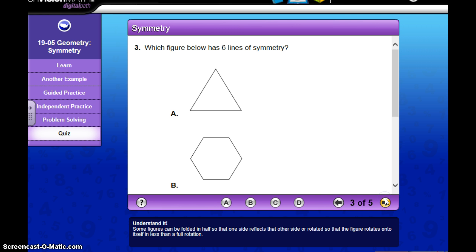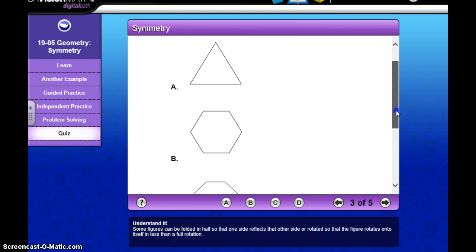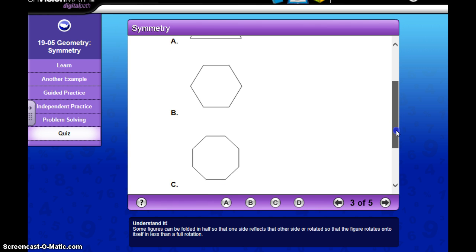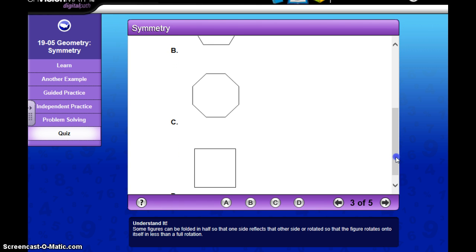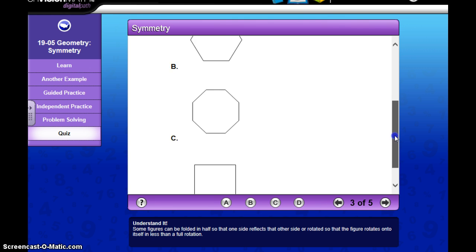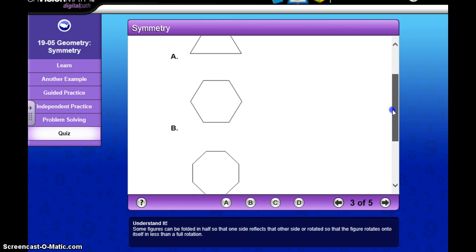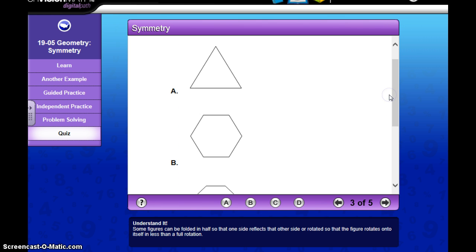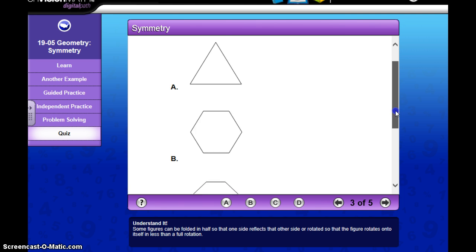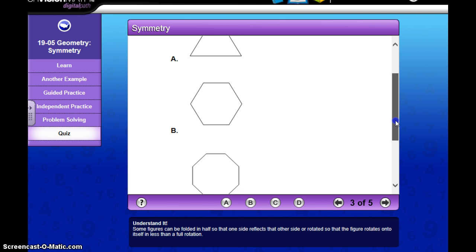How about which figure has 6 lines of symmetry? You know what? I'm going to ask you not to make the noises, Will. Okay? They're a little bit distracting for our listeners as well as for myself. Which shape has 6 lines of symmetry? Or is there one that you know you can rule out right away? Natasha? Say it again. Do you want to rule out B or you want to choose B?